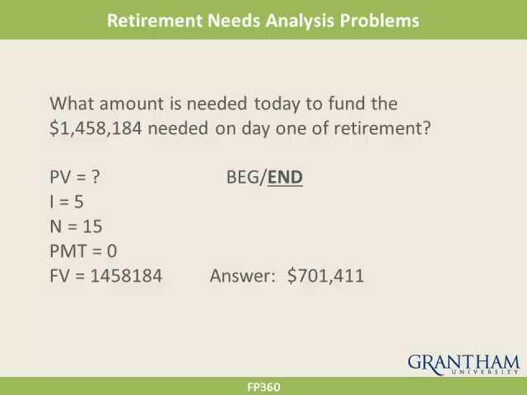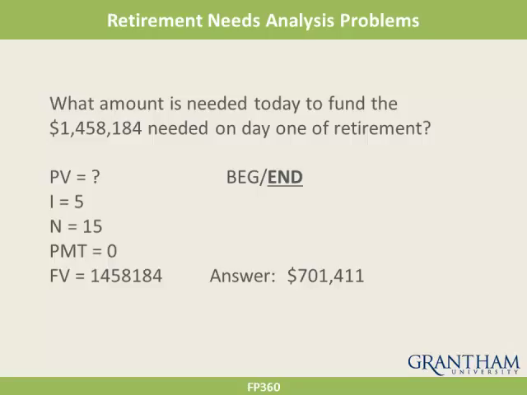Now in this question, we do use the 15 years until retirement, and we use that for the N number. So now we're doing the calculation in the accumulation phase. We need to set the calculator to the end in this case. So we're looking for what amount today would be equivalent to the $1,458,184 you would need on day one of retirement in 15 years. There's no payment in this calculation. We are simply deflating the 1.458 million at 5% interest down into today's dollars.